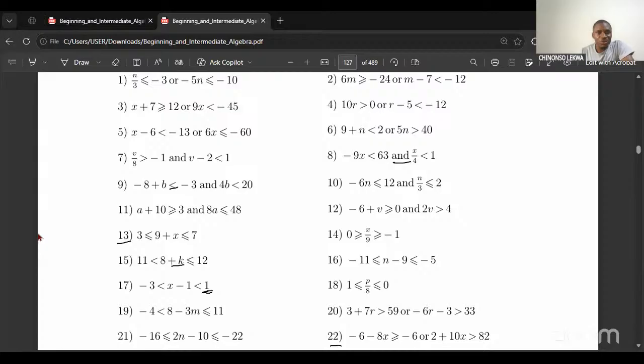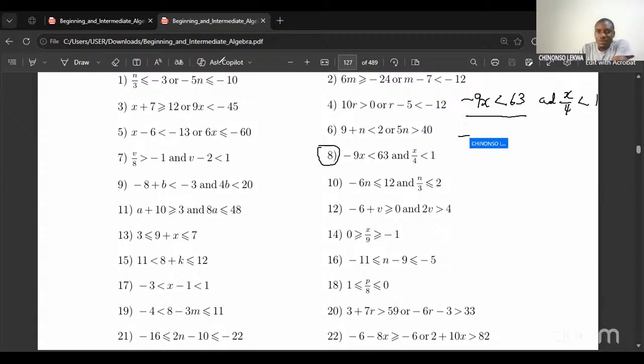So let me just work on question 8, which you had already spoken about. In this case, we have a compound inequality: negative 9x less than 63, and x divided by 4 is less than 1. So we again want to form the compound inequality and have the graph. First we work on negative 9x is less than 63. To solve this, I want to divide through by negative 9.